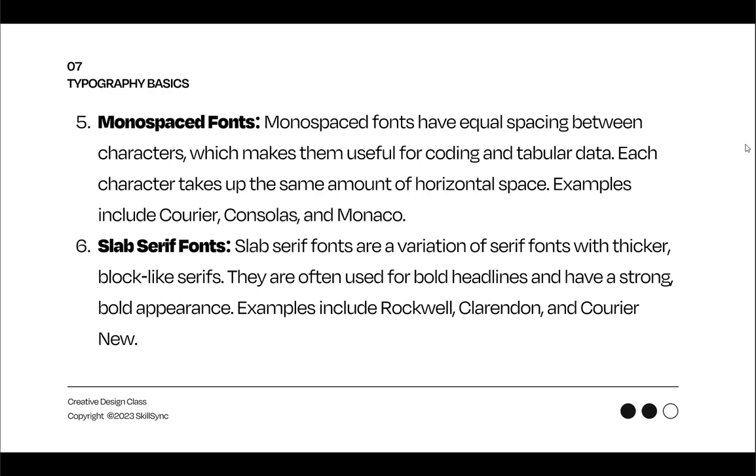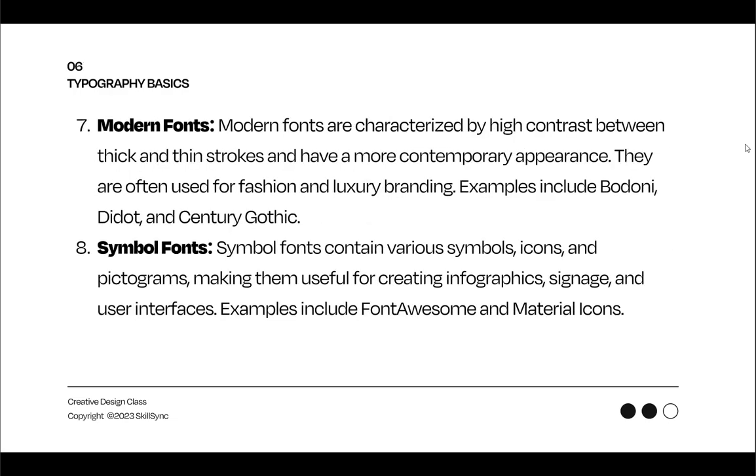6, slab serif font. Slab serif fonts are a variation of serif fonts with thicker block-like serifs. They are often used for bold headlines and have a strong, bold appearance. Examples include Rockwell, Clarendon, and Courier New. We have modern fonts. Modern fonts are characterized by high contrast between thick and thin strokes and have a more contemporary appearance. They are often used for fashion and luxury branding. Examples include Bodoni, Didot, and Century Gothic.